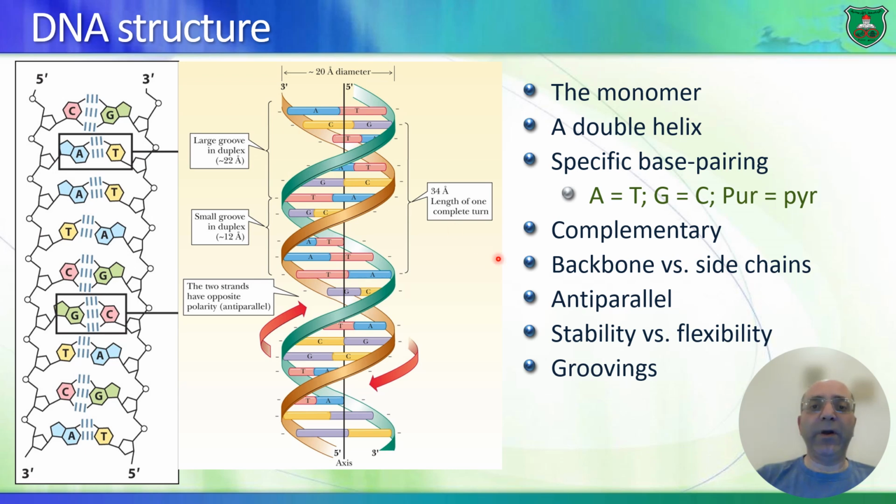Now, what else? DNA is a stable molecule, yet it's flexible because it can bend, but it's really hard to break the phosphodiester bond.